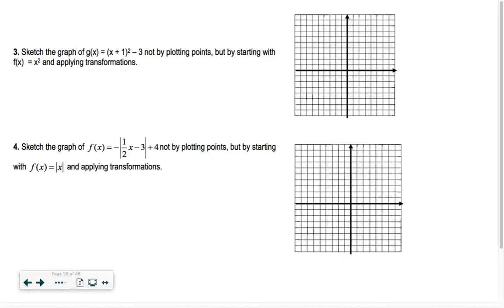Okay, so it says sketch the graph of g of x equals (x plus 1) squared minus 3, not by plotting points, but by starting with f of x equals x squared and applying transformations. So let's think about where our points are. Those 5 guiding points I always use are 1, 1, 2, 4, 0, 0, negative 1, 1, negative 2, 4. Do you guys all know those points for x squared? Where are each of those points going to move? They're going to move in what direction?